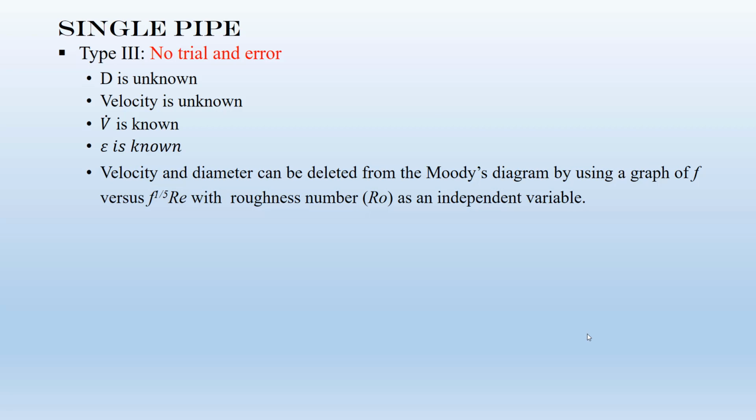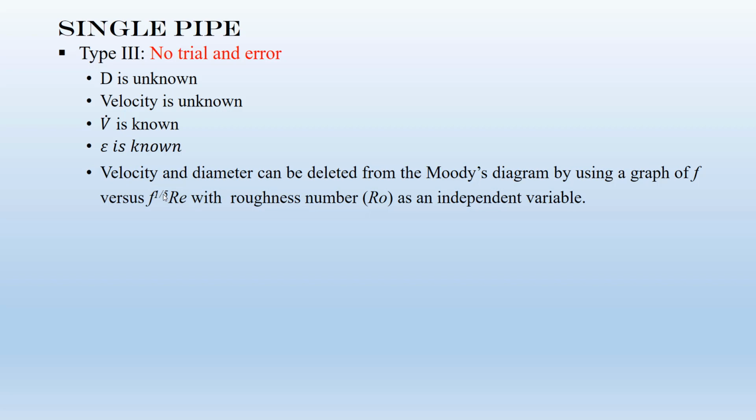In addition, guys, that was the first method to analyze type 3 problems. We can also solve type 3 problems with no trial and error, with no iteration. How? Again, guys, if you plot f, the friction factor, versus f^(1/5) times Reynolds number, you will see that this product is independent of the velocity and diameter.